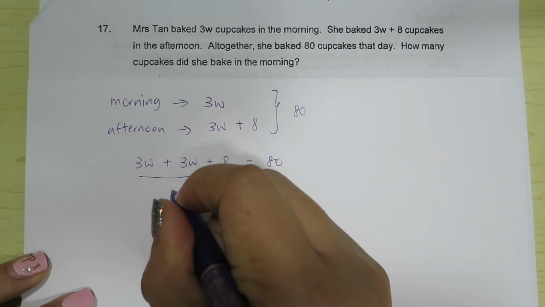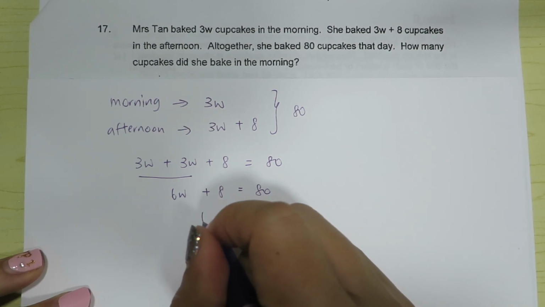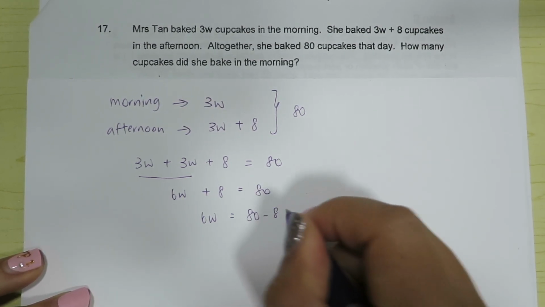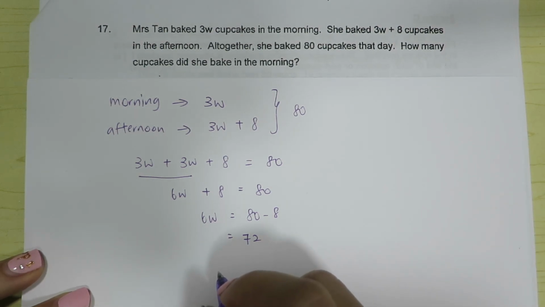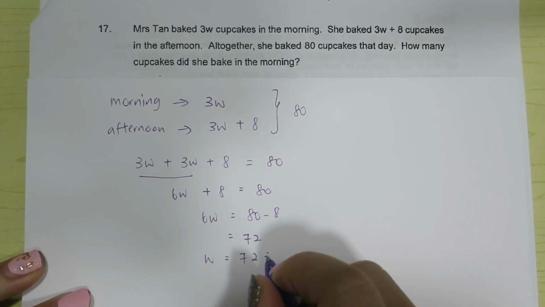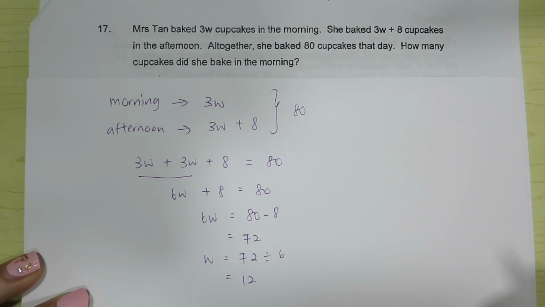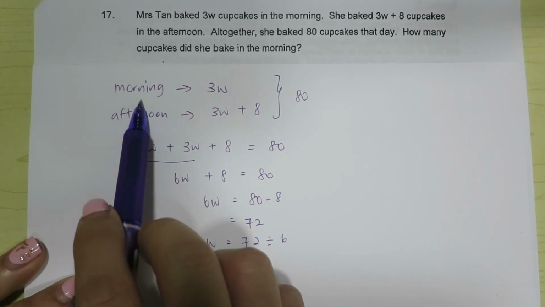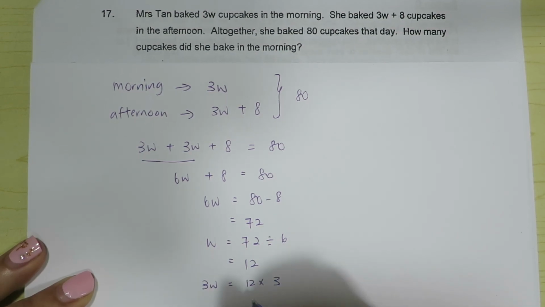So if I add up the W's, this is 6W plus 8, this is 80. So 6W is equal to 80 minus 8, which is 72. So W would be 72 divided by 6, which is 12. The question wants us to find how many cupcakes she baked in the morning. Morning is 3W. So just find 3W, which is 12 times 3. The answer is 36.